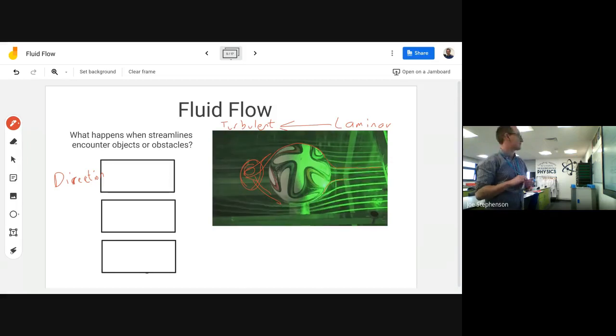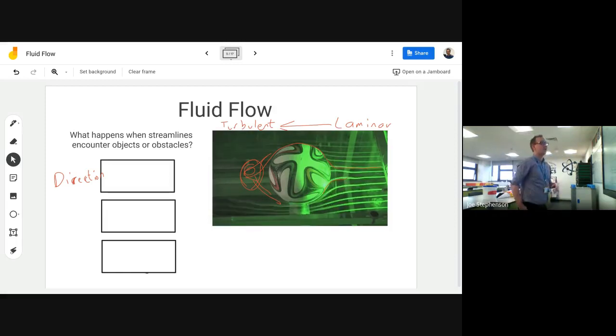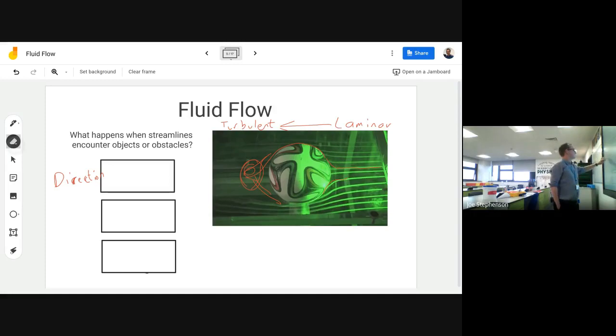What else happens then? So we've got a directional change. That's absolutely spot on. What other things can happen to these streamlines when they encounter an obstacle? Shall I put you out of your misery? Friction may occur, yes. What we might call friction is, rather than friction, we'll call it perhaps air resistance. So resistance can occur. I'll just give you guys another couple of minutes to start thinking about what it is before I reveal these answers.